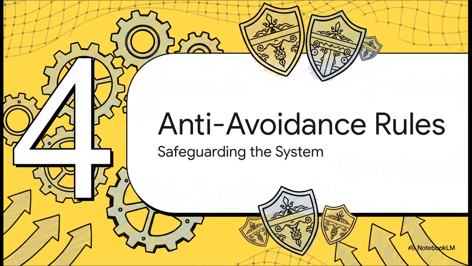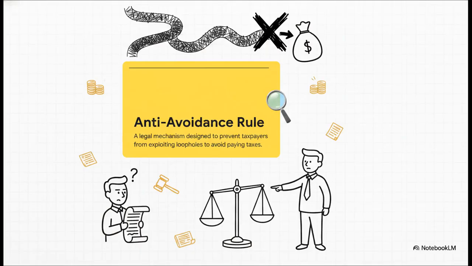All right, on to Section 4, international and anti-avoidance rules. This is all about safeguarding the system. Let's be real. Any modern tax system needs strong defenses. Chapters 9 and 10 are essentially the shields protecting the nation's tax base from evasion. Chapter 10 introduces something called the GAR, or the General Anti-Avoidance Rule. This is a broad legal mechanism designed specifically to prevent taxpayers from exploiting loopholes.